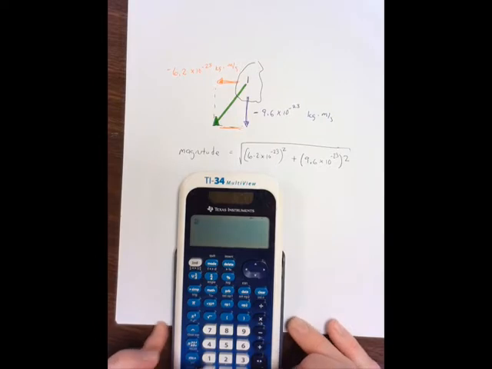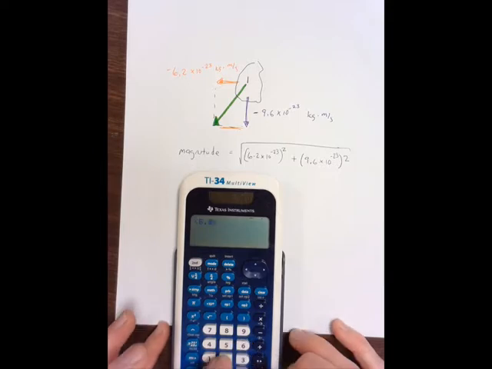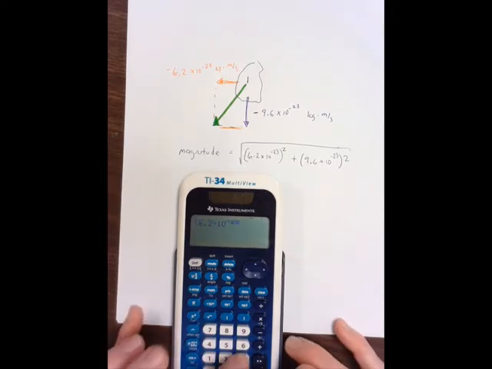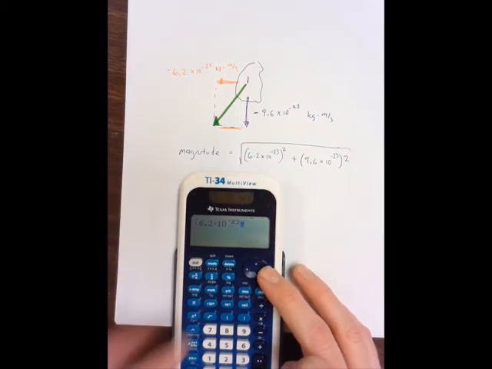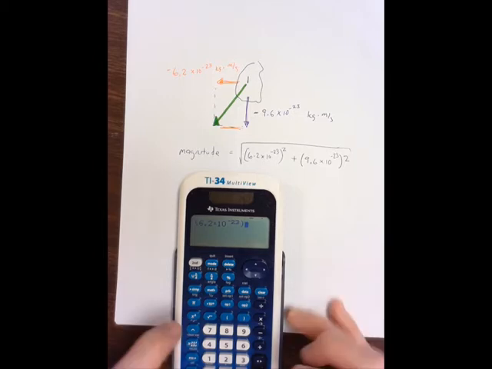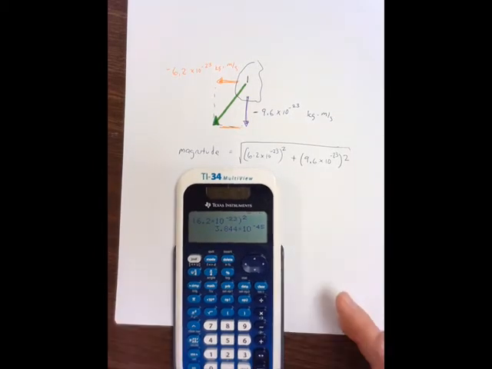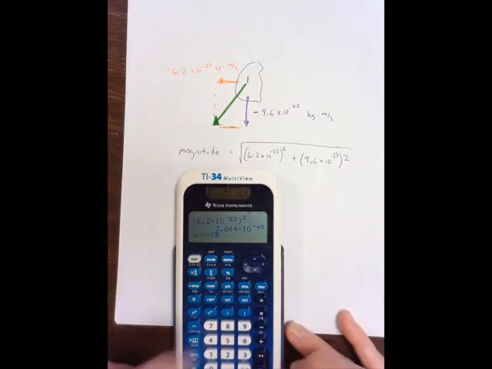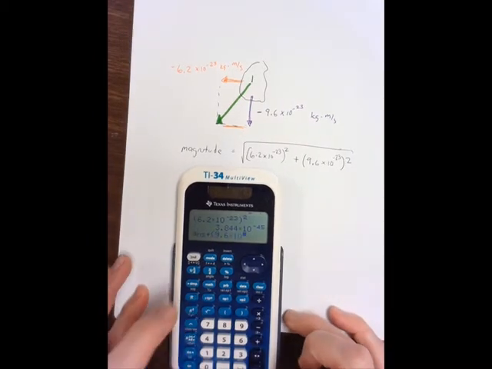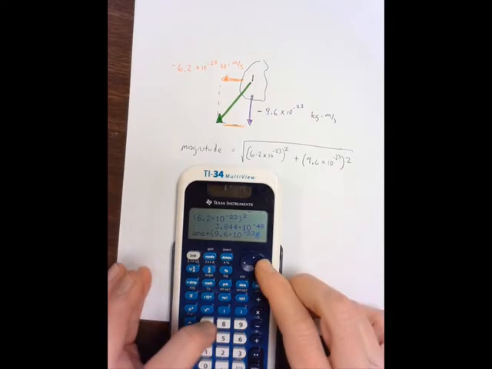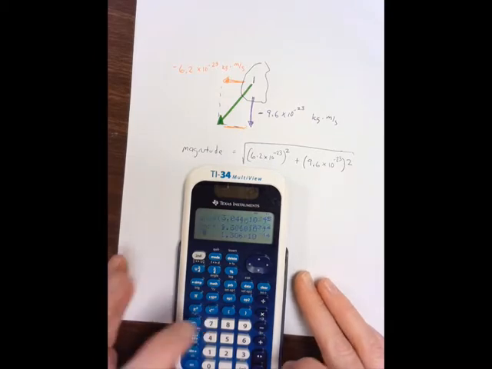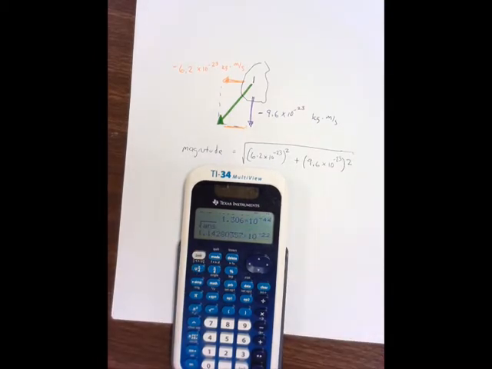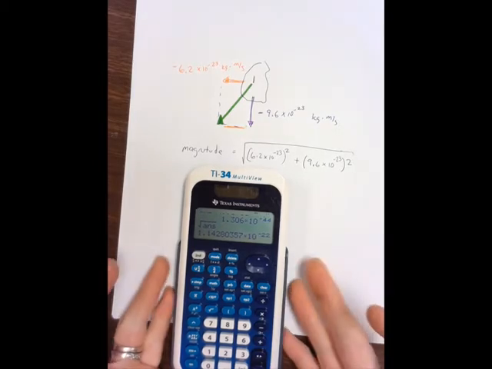So I want to square 6.2 times 10 to the negative 23. So 6.2, I use my scientific notation. I make sure I'm including the negative sign. On this calculator, you have to come out of scientific notation and then close parentheses. That gets squared, so it's an even smaller number. I'm adding then 9.6 times 10 to the negative 23. Again, come out of scientific notation, square it, and then I need to take the square root of the answer. So 1.1428 times 10 to the negative 22nd.